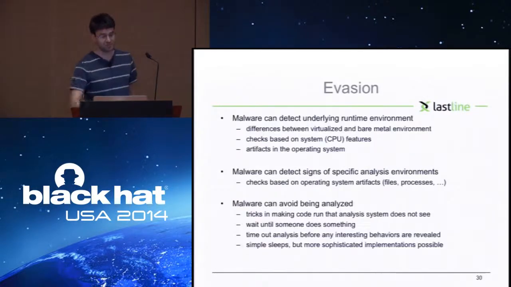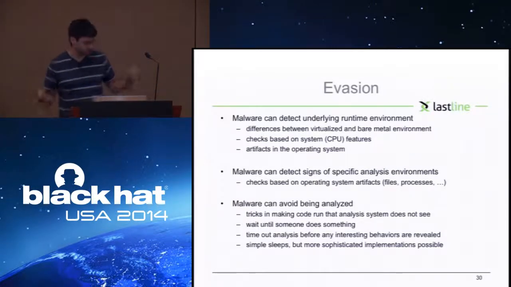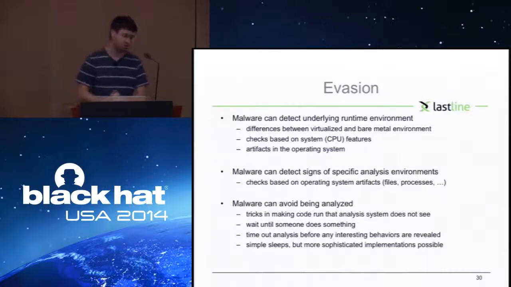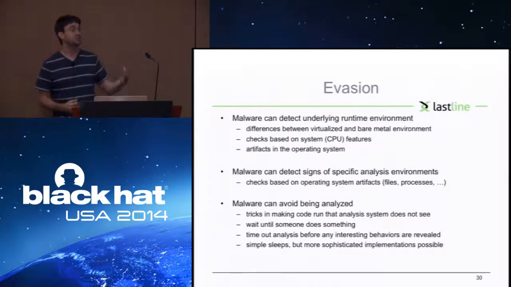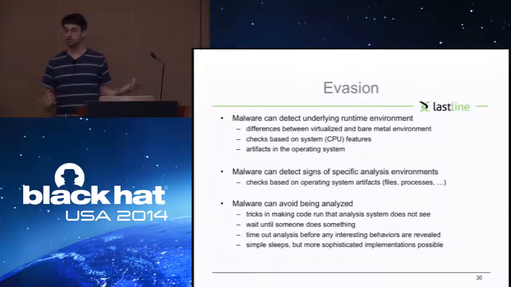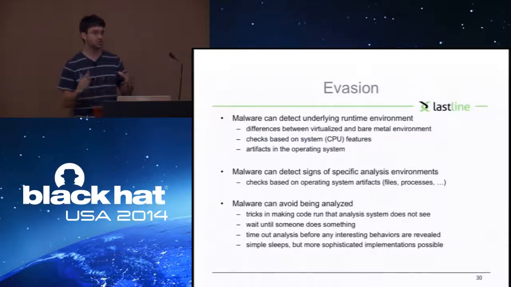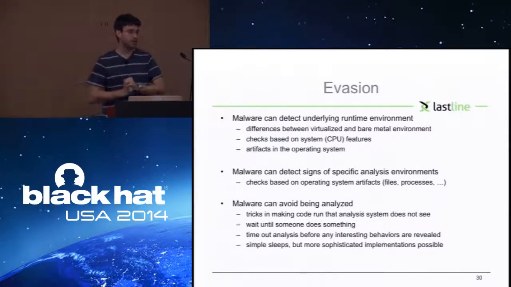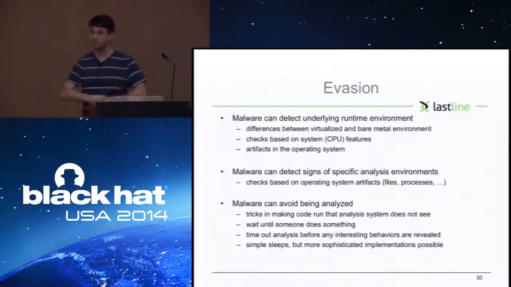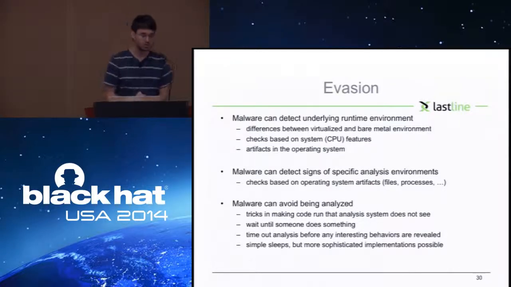How can you achieve evasion? There are 3 big ways in our taxonomy here. One is you can detect the underlying runtime environment. So let's say we use an emulator, others use virtual machines. Can you detect the presence of an emulator or a virtual machine? Are there certain hardware differences? Are there timing differences? Are there certain artifacts being introduced?